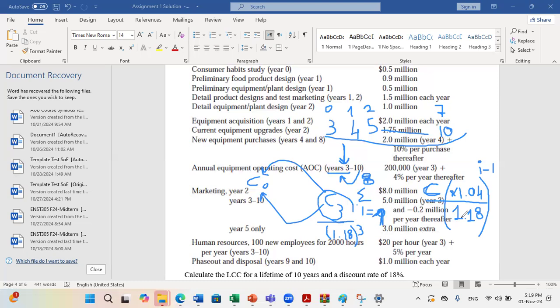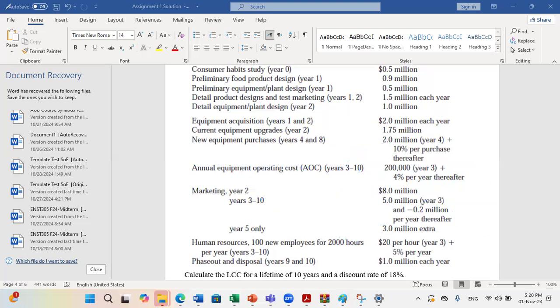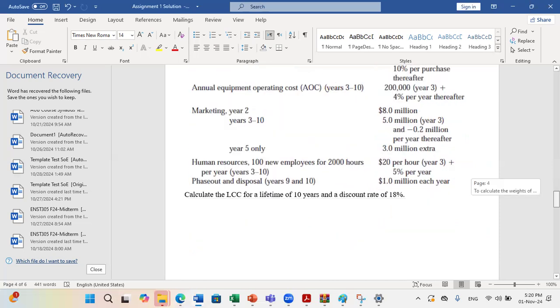Any question on this problem? Okay. Another problem.